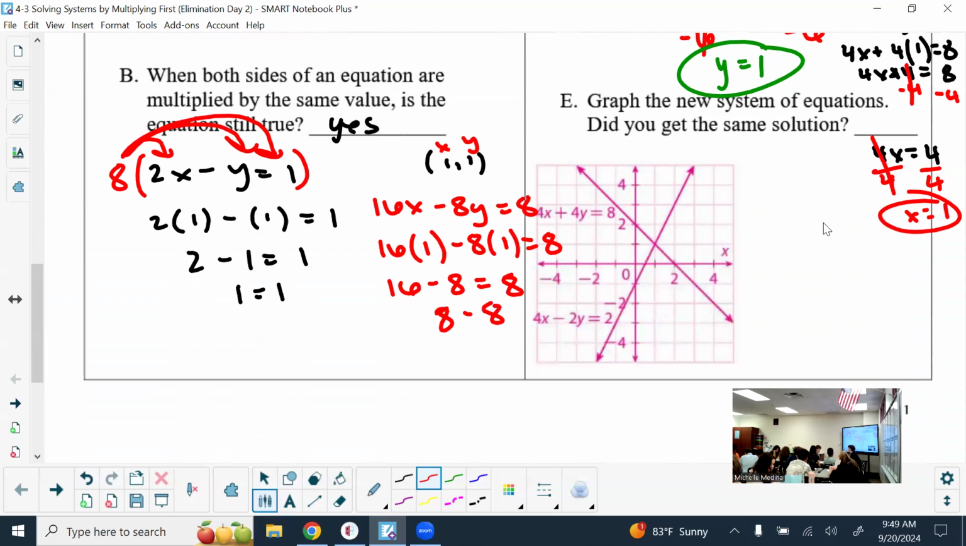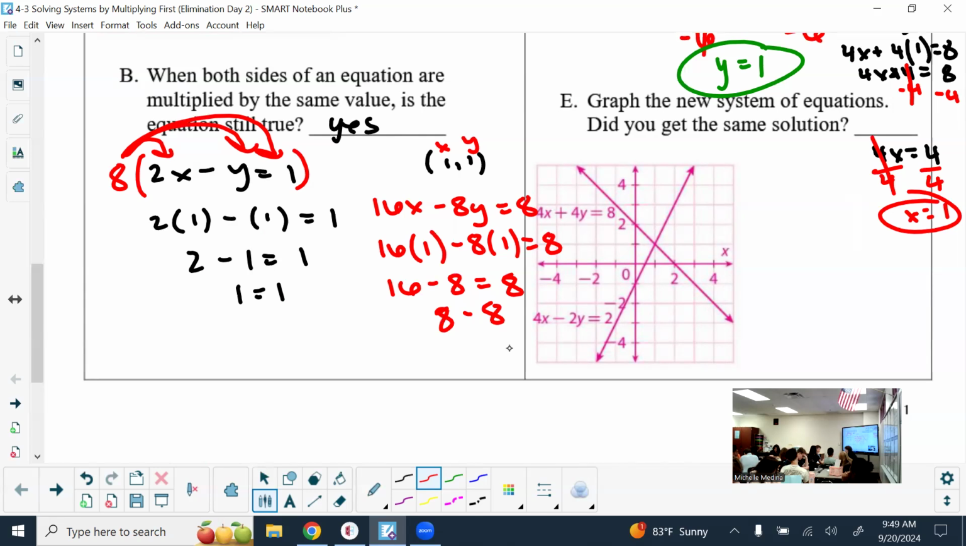All right, now notice this graph that is on your paper. It is the new system that we created. The 4x plus 4y equals 8 and the 4x minus 2y equals 2. That's after we multiplied it. The graph looks exactly the same, aside from the new equation. So doing that makes an equivalent equation. It just makes it a little easier to solve with elimination. Questions on that?